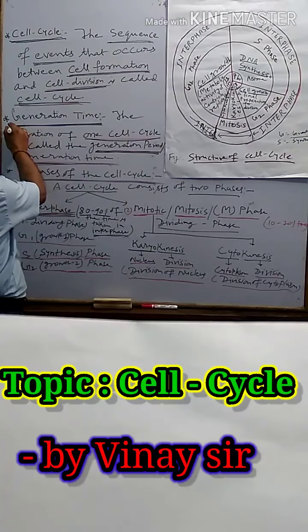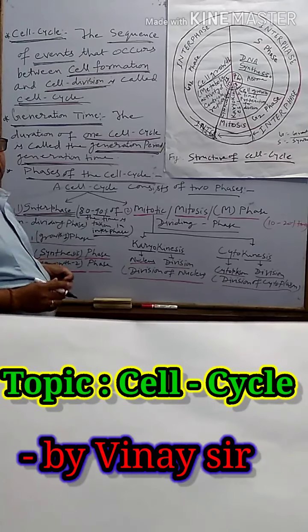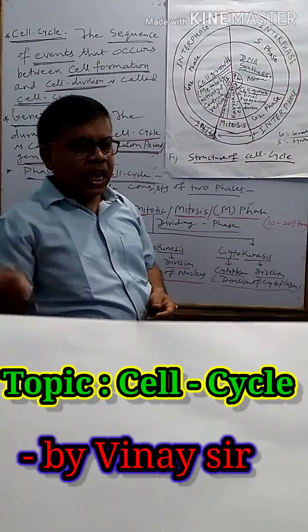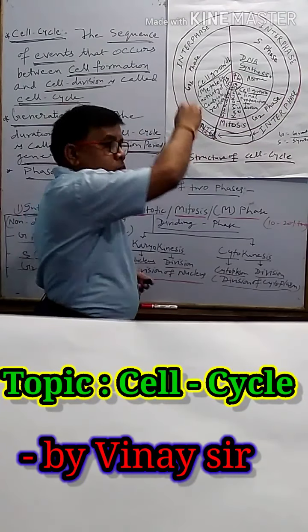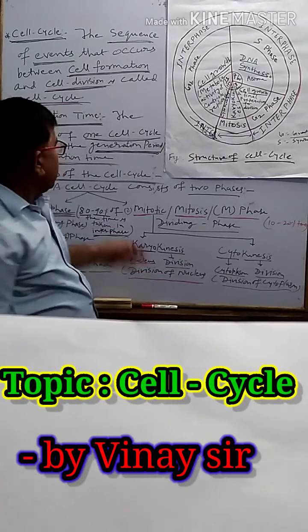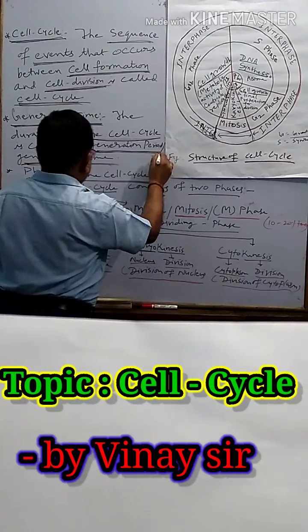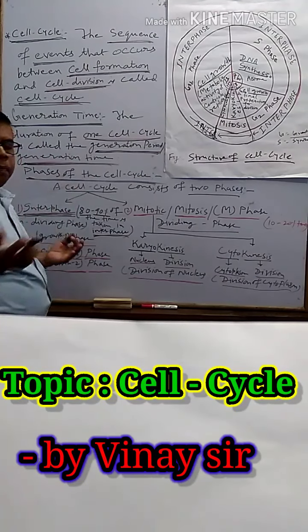The next point, generation time. The duration of one cell cycle. This is one cell cycle. So the duration of one cell cycle is called the generation period or generation time.